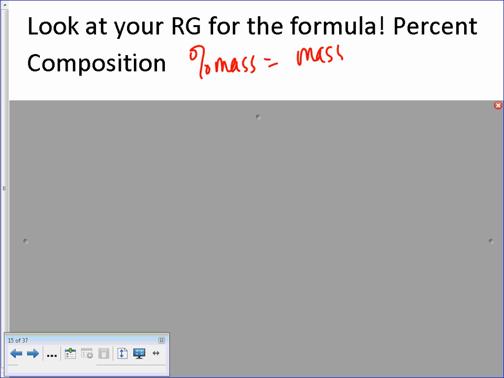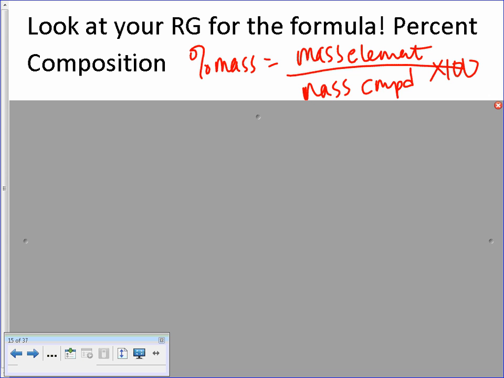So the mass of the element, where would you find the mass of an element if you had to look for grams of it? The periodic table of elements. And then you would divide that by the mass of the compound. And then do what to get percent? Times by 100. That's it.